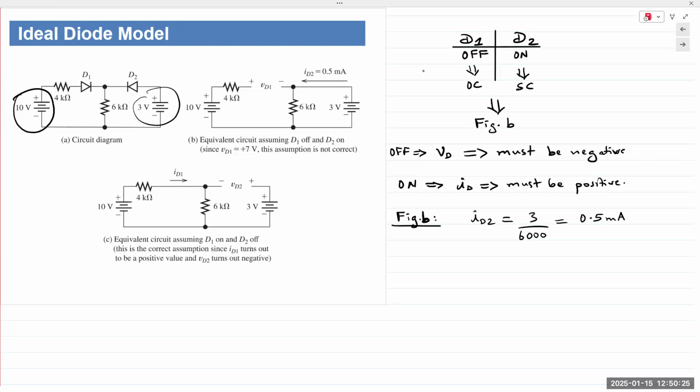But how much is VD1? VD1 should have a negative value. So let's calculate VD1, right? ID2 is straightforward, Ohm's law. We got half a milliamp.